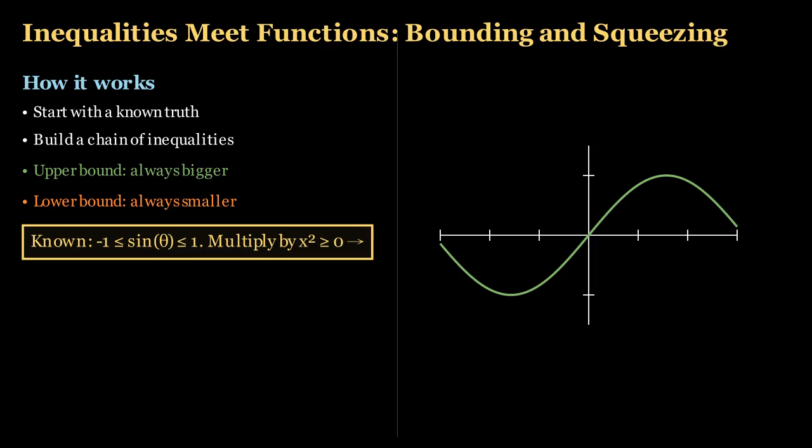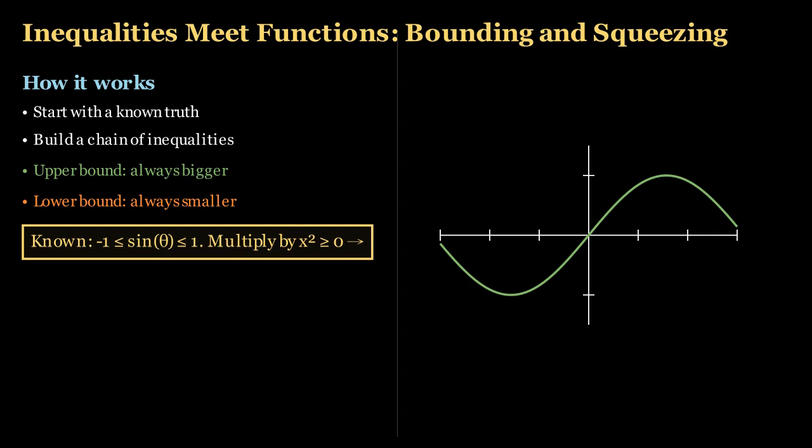Look at our trapped function, x squared sine of 1 over x, as x gets close to 0. The upper bound is the parabola x squared. The lower bound is the parabola negative x squared. As x approaches 0, both parabolas smoothly go to 0. They meet at the point (0, 0). Our wiggly function is forced to live between them.